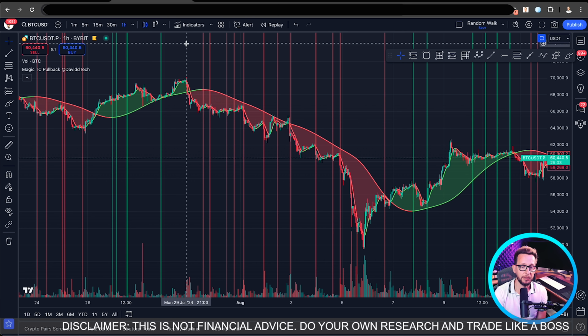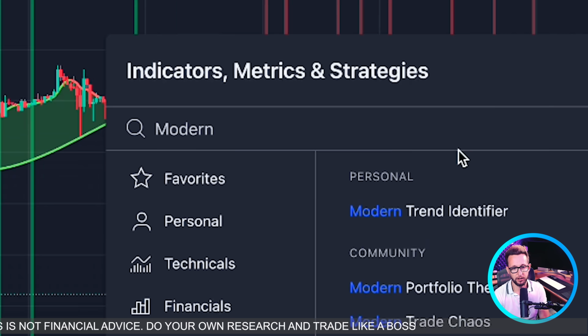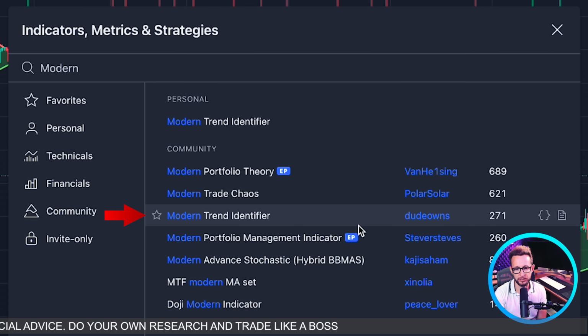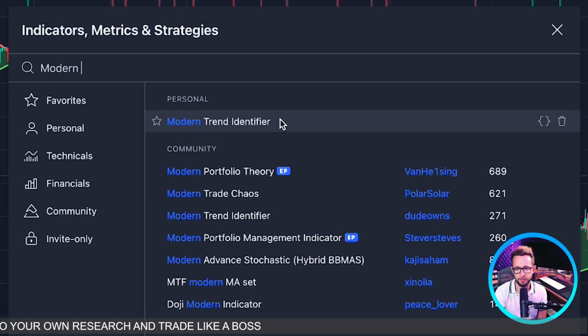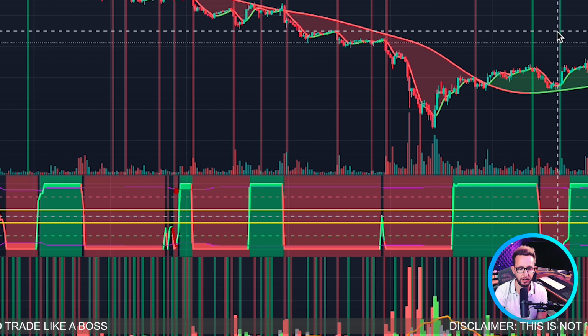So the next indicator I'm going to be adding, I'm going to go up to indicators up here, and we're going to be searching for the modern trend identifier just here. It's going to be by Dude Owns. Is this one just here. I do have my own version that allows us to change the colors of backgrounds and all of that kind of thing, so I'm going to add my version just here.